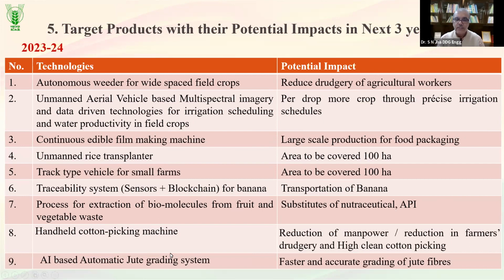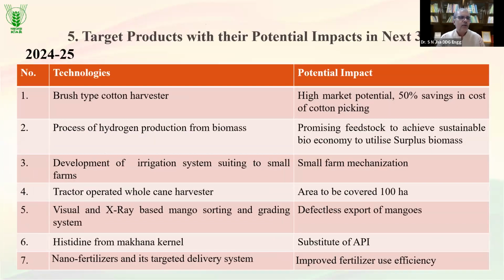Handheld cotton picking machine is also in our agenda, and then an AI-based automatic jute grading system. Then for 24-25, a brush type cotton harvester, and a process of hydrogen production from biomass. Our institute has already started working. Some breakthrough they have received, and much more work is required. So we can forget biogas, then we can produce hydrogen from biomass as a green energy.